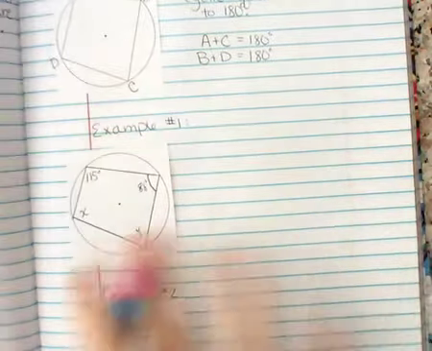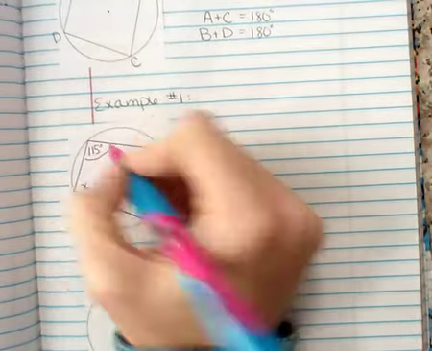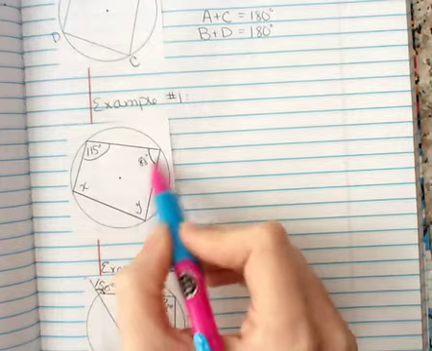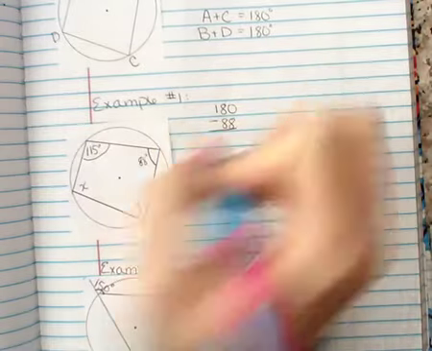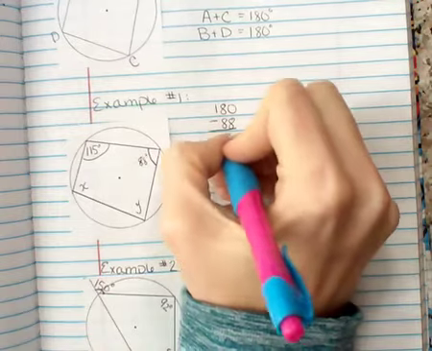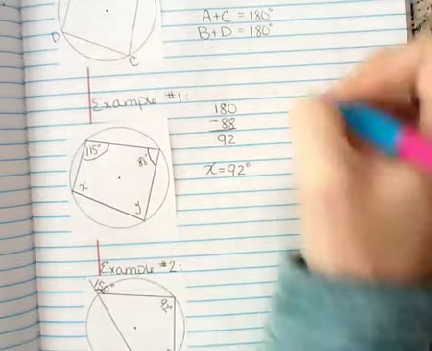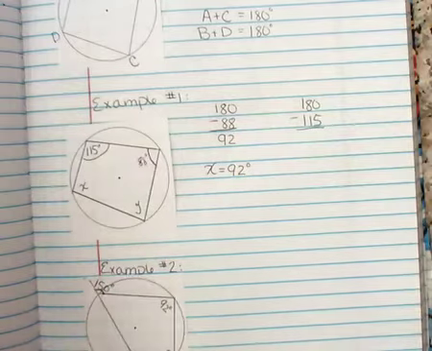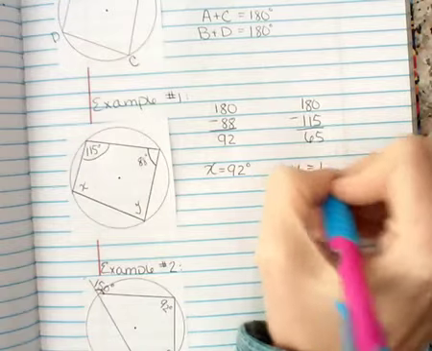So our first example, we are given this angle is 115 degrees, and this angle is 88 degrees. So I can use this 88 degree angle to find x by subtracting from 180. So x equals 92 degrees. We can do the same thing for y. We can take 180 and subtract the 115, and find that y equals 65 degrees.